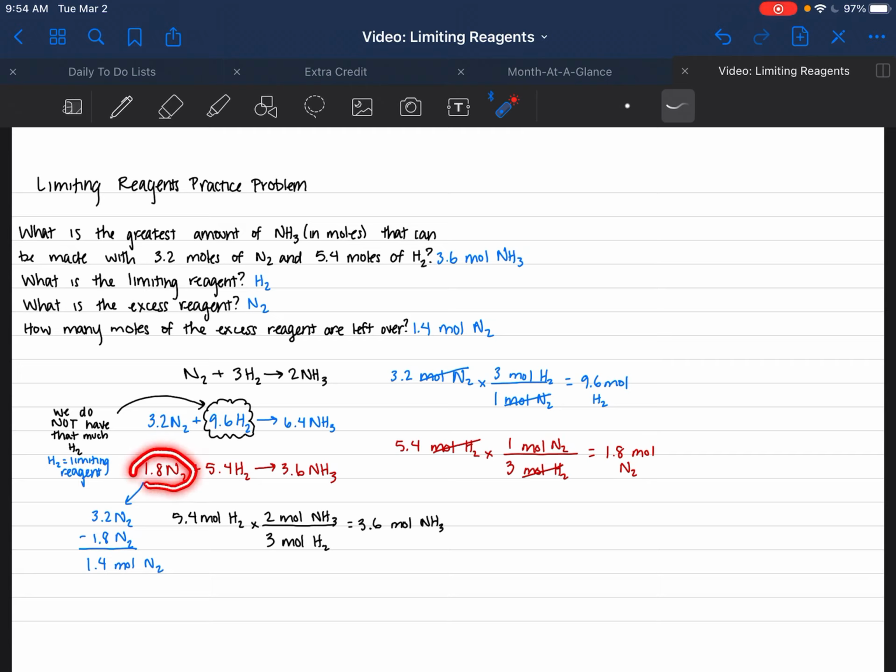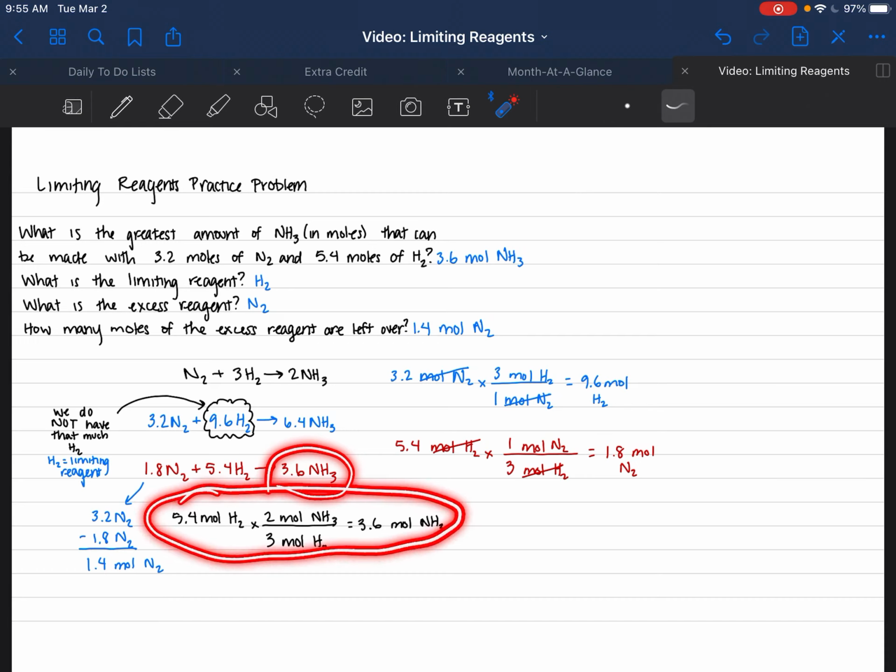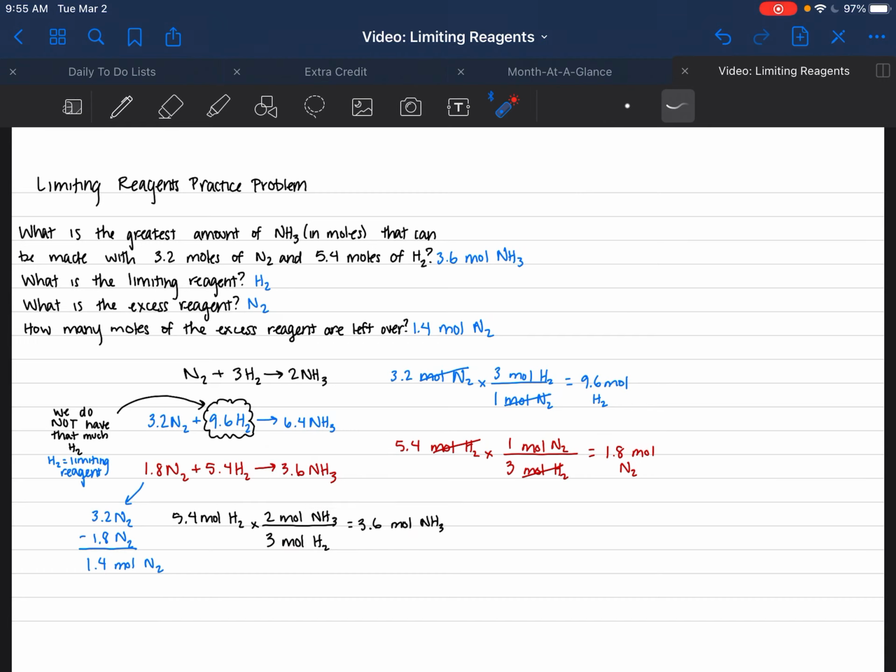So again, plug this in, and that's totally fine. We have that amount, because we were actually told we have 3.2 moles of N2. So we do our same equation to find NH3. How much can we make? It's this right here. So what does that tell us? That tells us that H2 must be our limiting reagent, because remember, we couldn't make this equation because we just didn't have enough H2 for that. So we had to go with the one that says 5.4 moles of H2. So H2 is our limiting reagent, which means our excess is N2.